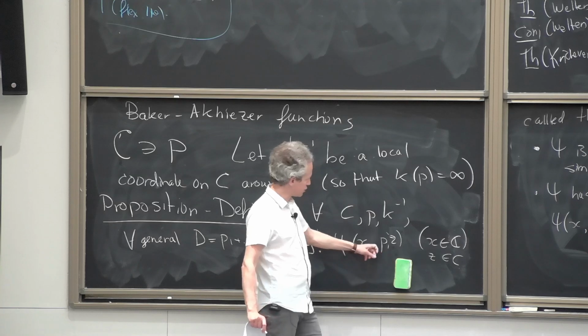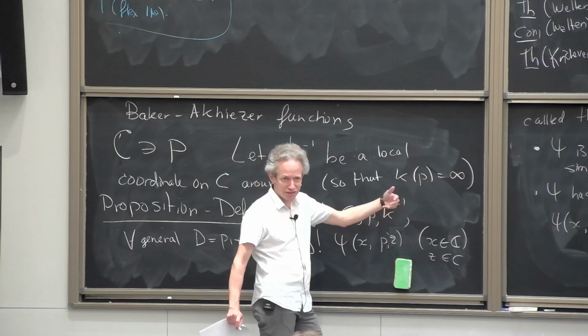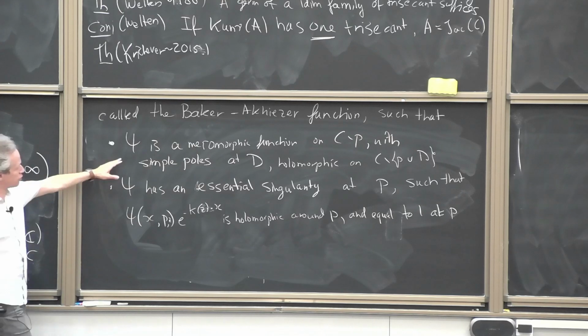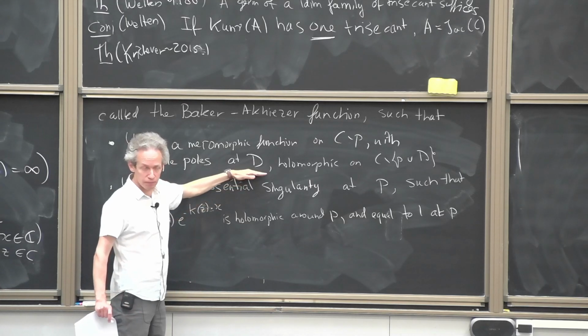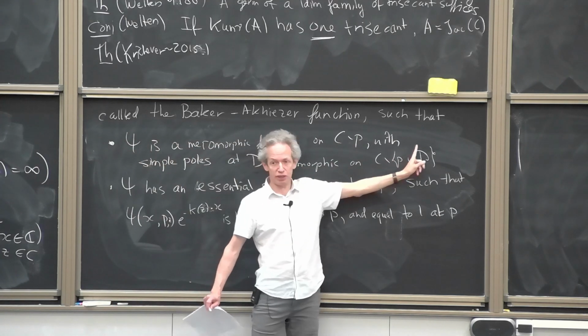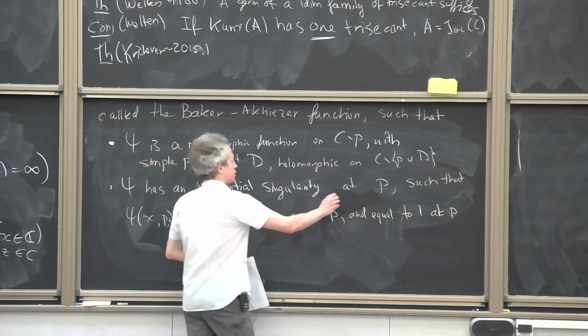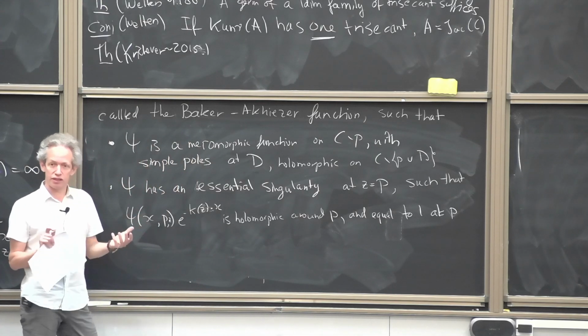So psi is a function of P. When P is given, it doesn't vary anymore, right? But I want, for good reasons, to keep the dependence on P explicitly. It depends on a complex number x, which is a parameter, and depends on the point z on the curve. So this function is meromorphic outside of the point P. It has simple poles at D, and is holomorphic outside of P and D. And then this function has an essential singularity at z equal to P, and I want to tell you what kind of singularity it has.